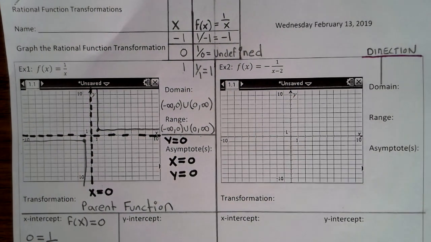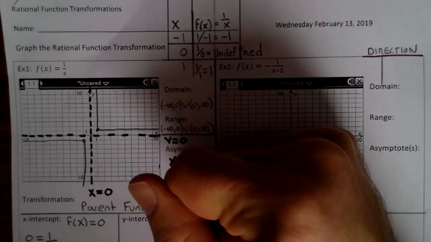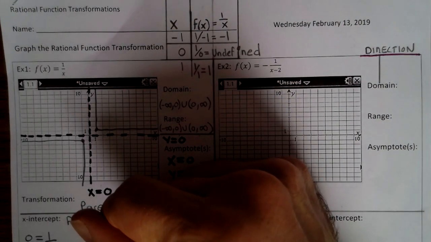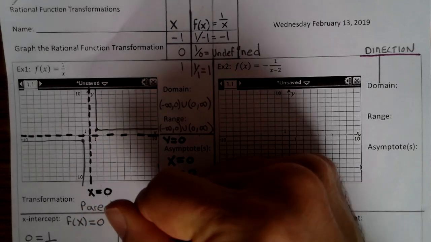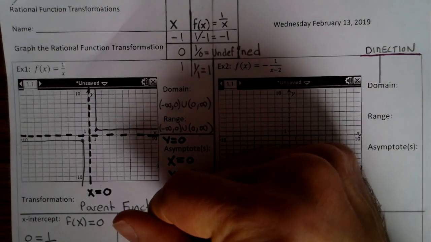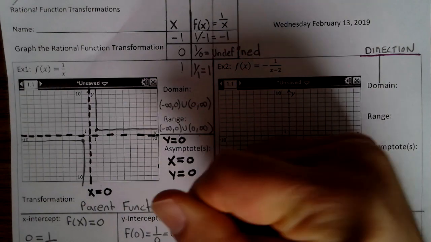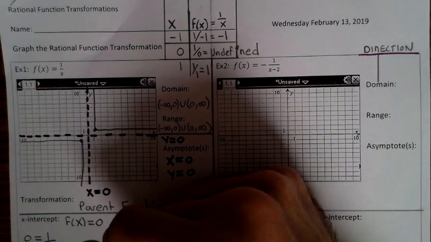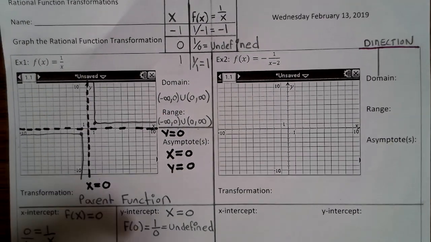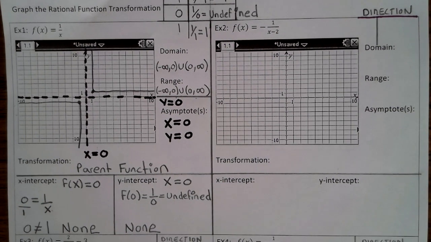Now, if it's a y-intercept, the x equals 0. So now f of 0 equals 1 divided by 0, which we saw in the table is undefined. So there are none. There's no x-intercepts and no y-intercepts in the parent function. All right, let's take a look at example 2.